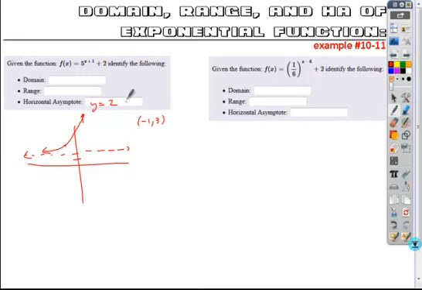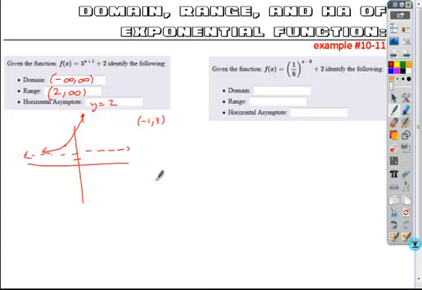Okay, so I can find what is my domain. Are there any restrictions on what I could plug in for x? No. So -infinity to +infinity. And what about my range? My range extends from my horizontal asymptote of 2 all the way to infinity, and so that would be my range.